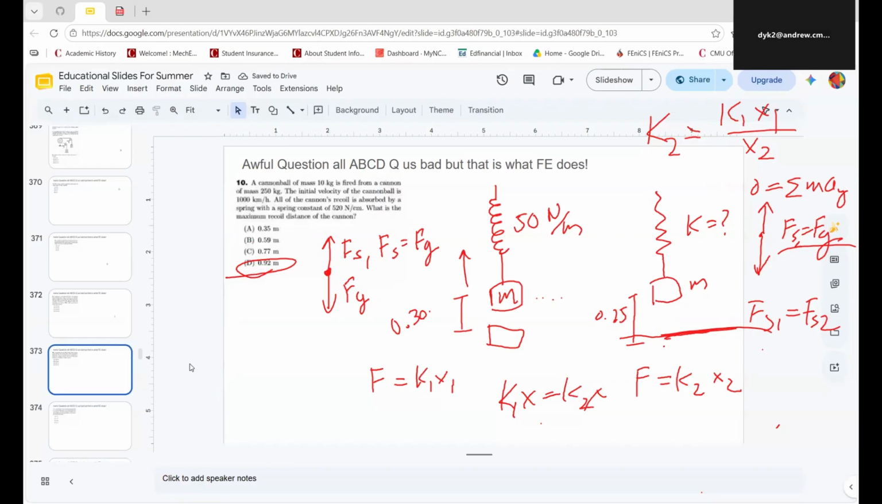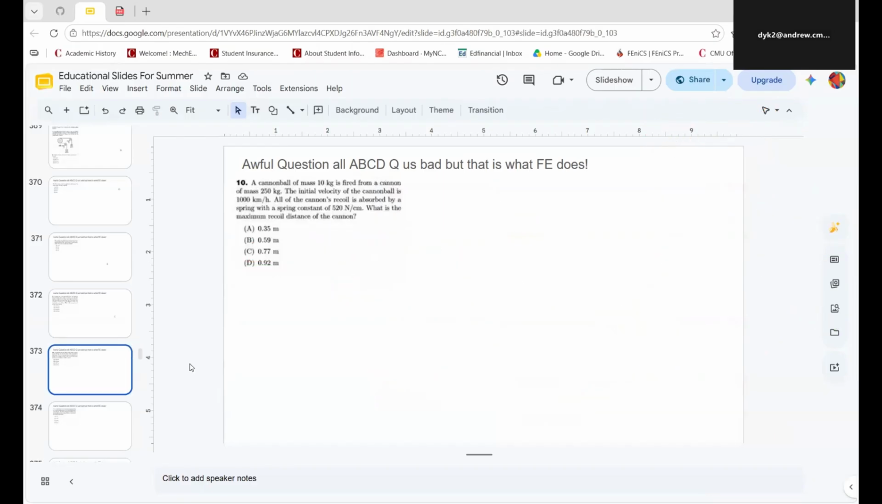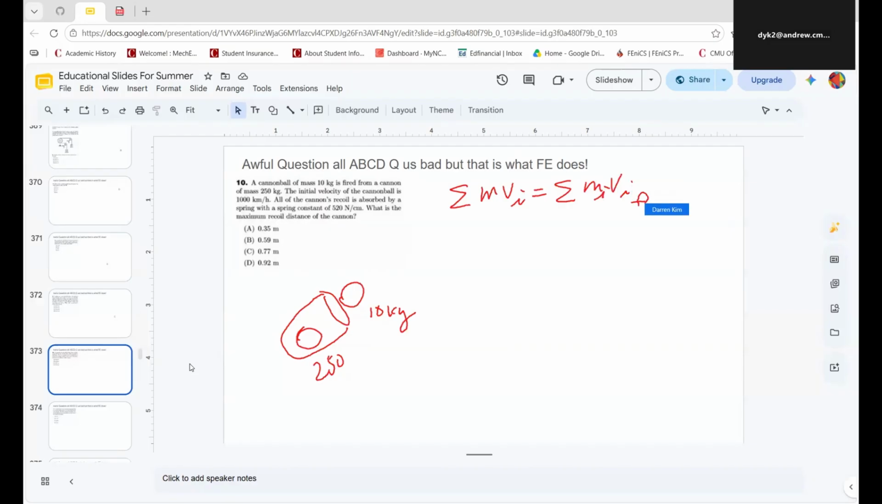Okay, let's go to the next question. A cannonball with a mass of 50 kilograms is fired from a cannon of mass 250. Oh, this is a momentum question. Sum of mv initial equals sum of mv final. I can already tell the initial velocity of the ball is 1,000 kilometers per hour, sorry. All the cannon recoil is absorbed by the spring with a spring constant of 520. What is the maximum recoil distance of the cannon?